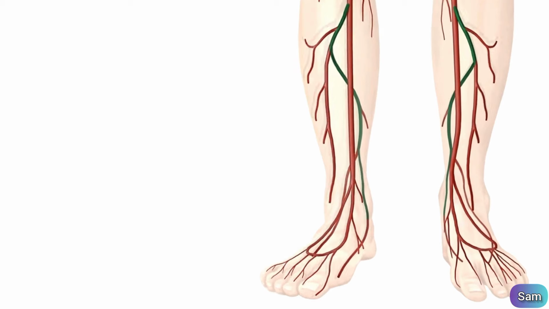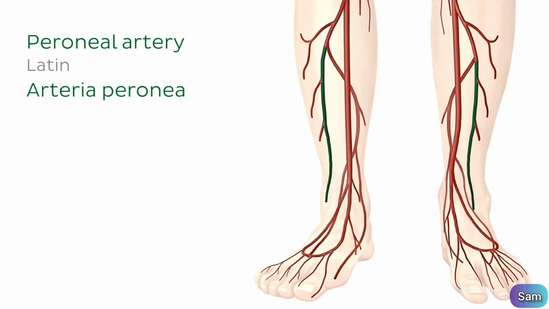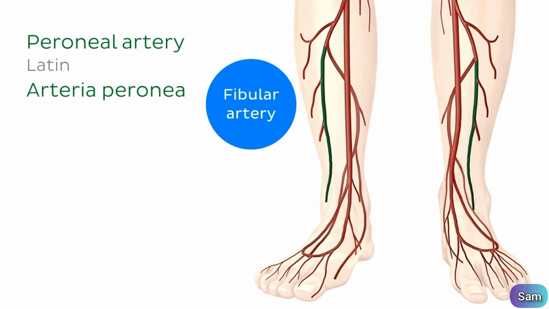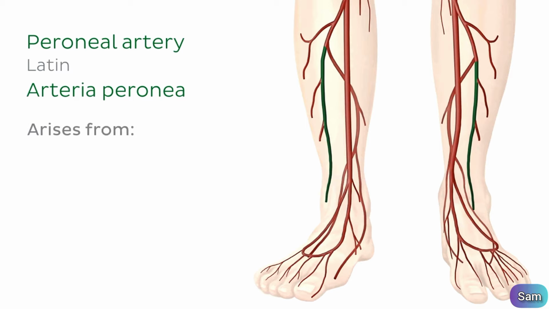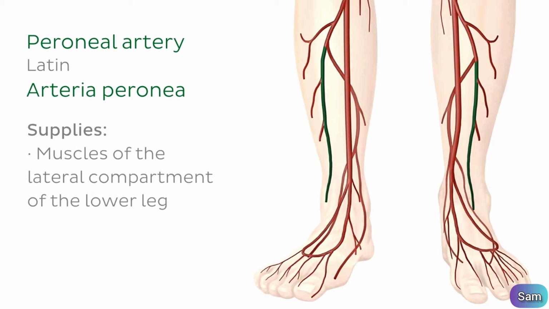The next artery we're going to look at is the perineal artery, which is also known as the fibular artery. The perineal artery arises from the posterior tibial artery just here and courses laterally to supply the muscles of the lateral compartment of the lower leg and gives off numerous branches along its course.